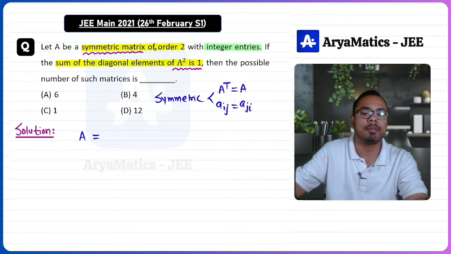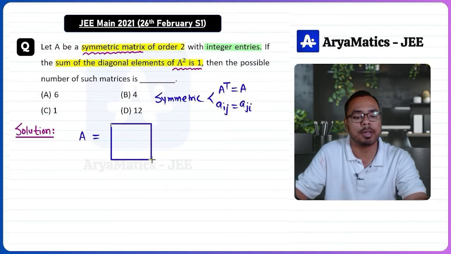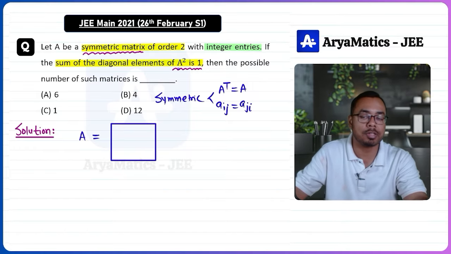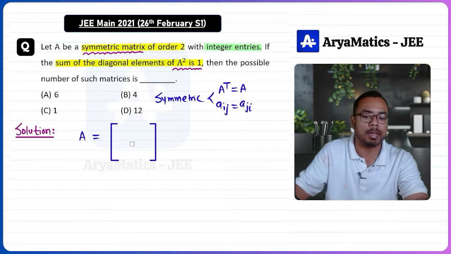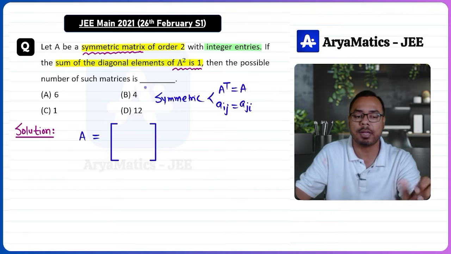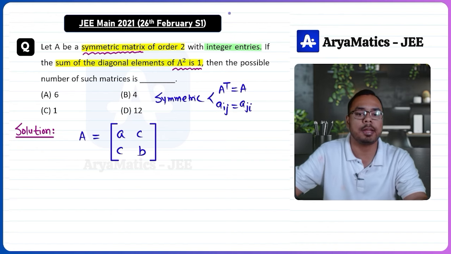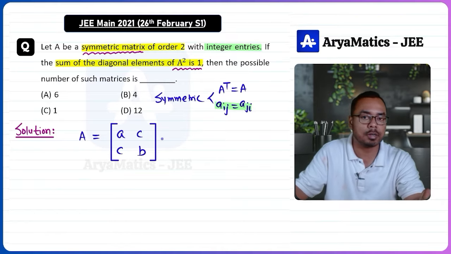So here, if I have to take a 2 cross 2 symmetric matrix, first we'll start with a general 2 cross 2 symmetric matrix, and the trace of A square will be 1. From there, we'll try to find an equation in variables, and then we'll see what are the different integral values of those variables which will satisfy that equation. In a symmetric matrix, you can have anything on the diagonal, but the element in first row, second column must be the same as the element in second row, first column. The matrix must be symmetric about its principal diagonal. So let us say this is matrix A.